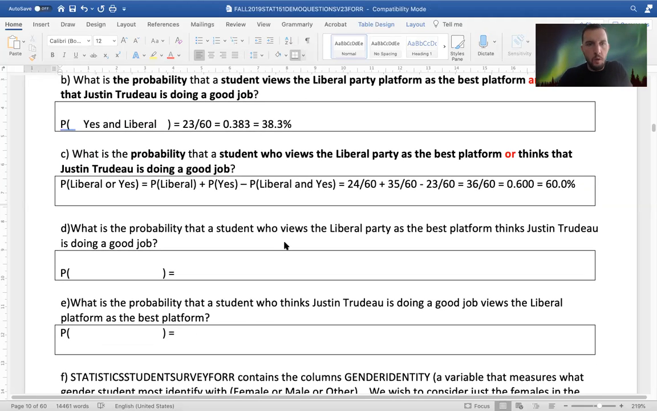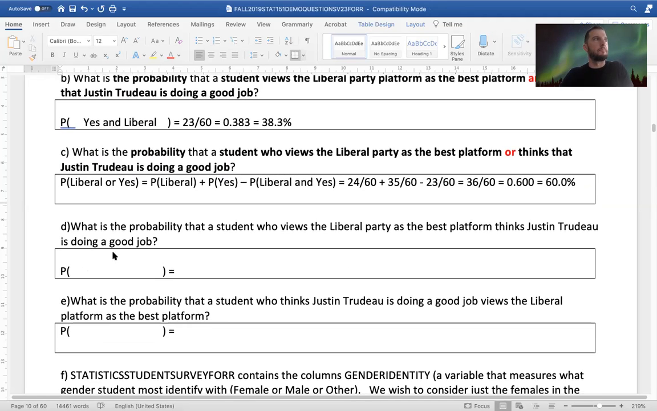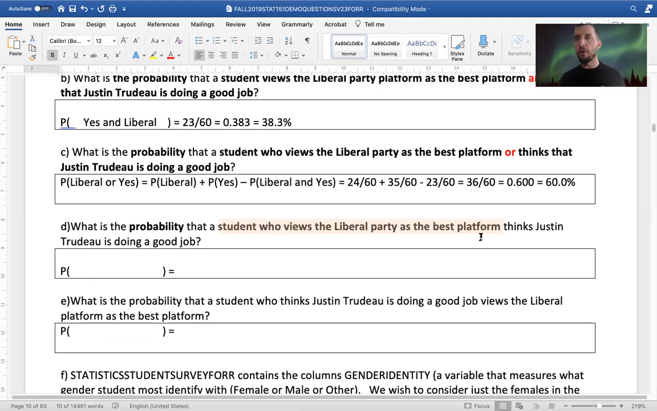Part D. What is the probability that a student who views the Liberal Party as the best platform thinks Justin Trudeau is doing a good job? All right. This question is trickier because of the wording as usual. So we have probability, student who views Liberal as best. So what we are saying here is that we are focused only on the students who view the Liberal Party as the best platform.